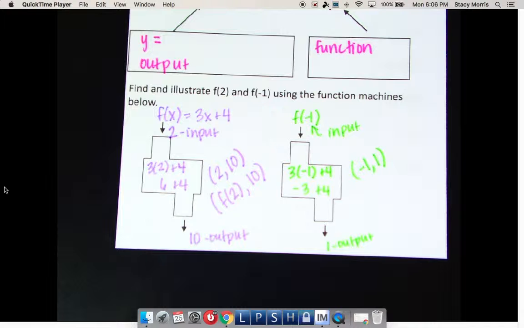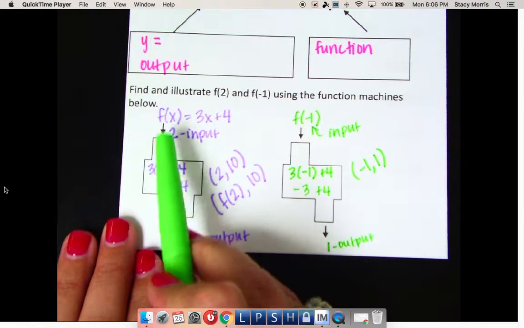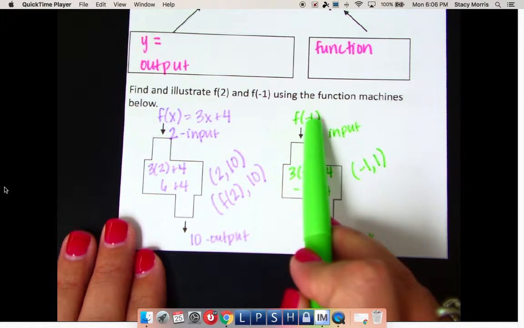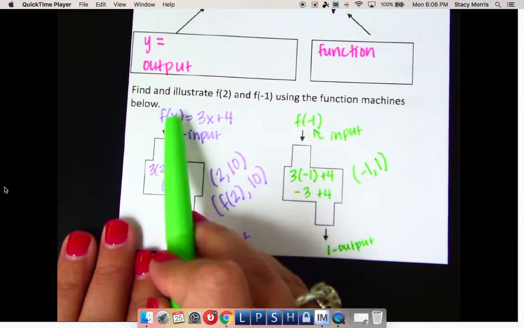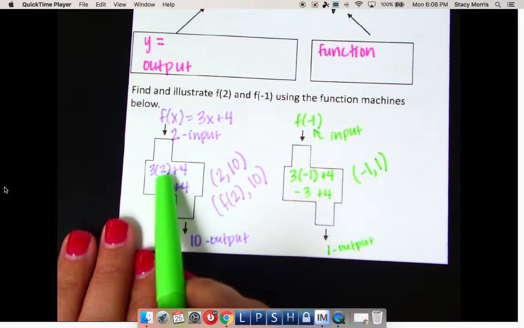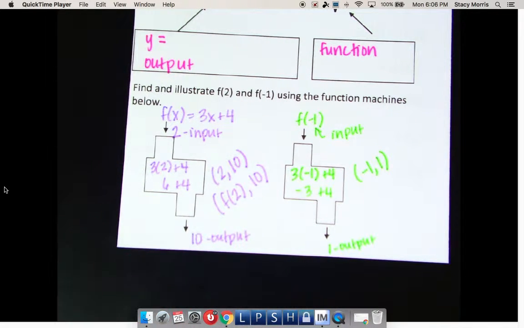So there actually is a way to do this in the calculator. It is really important that you know that you're substituting the number in for the x value. So we are substituting negative 1 here. We are substituting 2 here. So really important that you know that. And you actually have to tell your calculator that part of it.